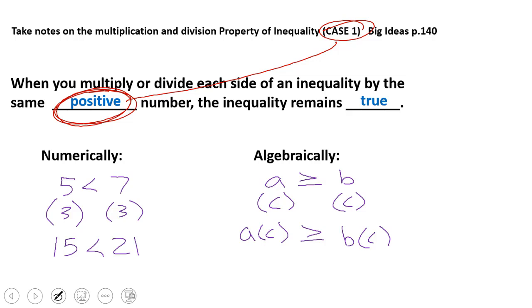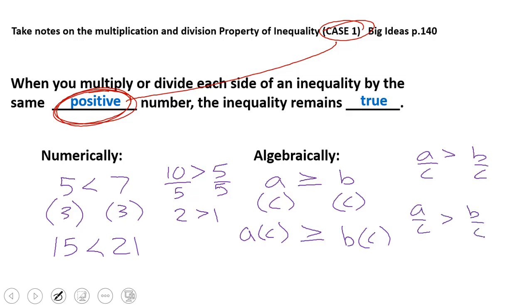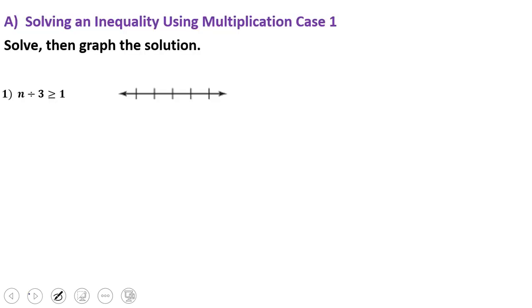So let's talk about dividing. I showed the multiplying thing. How about 10 is greater than 5? If I divide both sides by positive 5, then I would get 2 is greater than 1. And of course, using division, A is greater than B. If I divide both sides by C, then A divided by C is greater than B divided by C. Multiplication and division with a positive number. So let's get right into it.